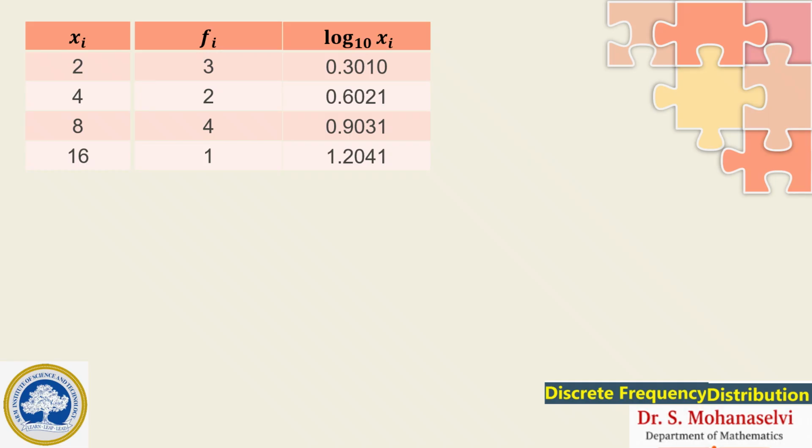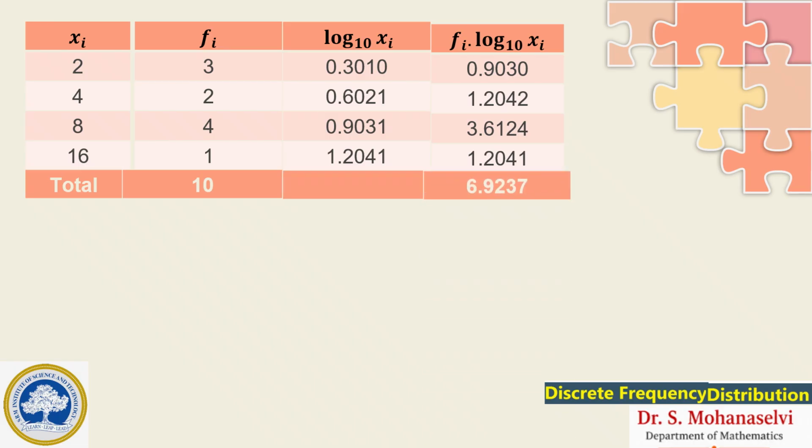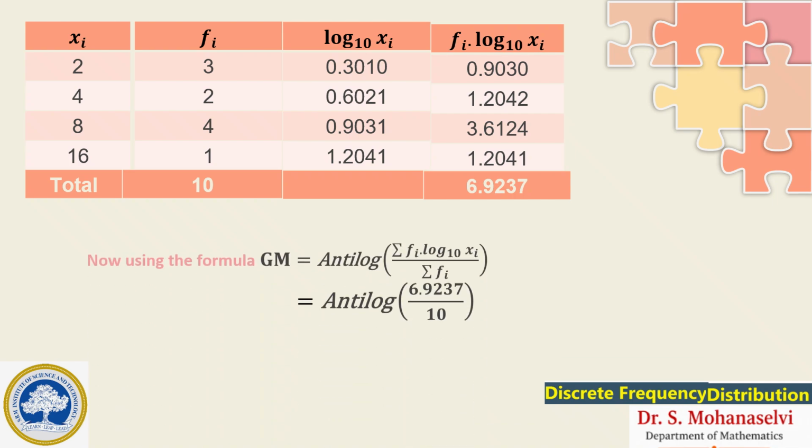Then we will multiply the corresponding fi with that one. Then we calculate the sum of the frequencies. It is equal to 10, and then the sum of the product of fi with log xi will give the total as 6.9237. Now we use the formula. So the geometric mean is equal to antilog of 6.9237 divided by 10, which is equal to antilog of 0.69237, which is equal to 4.93.